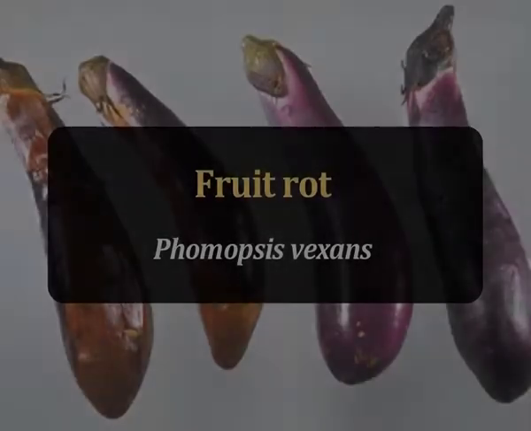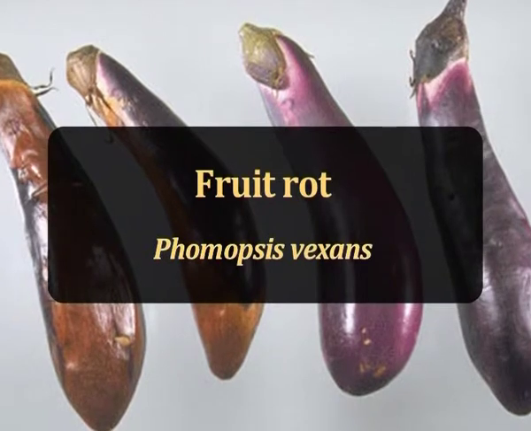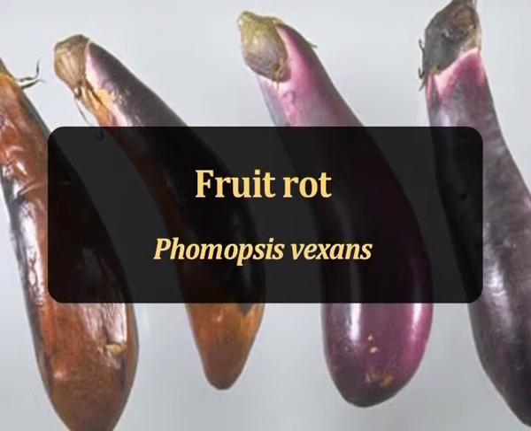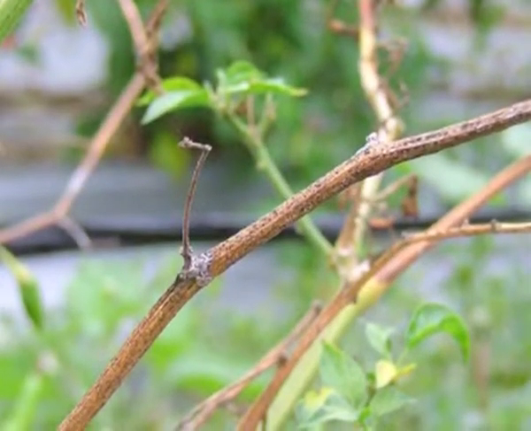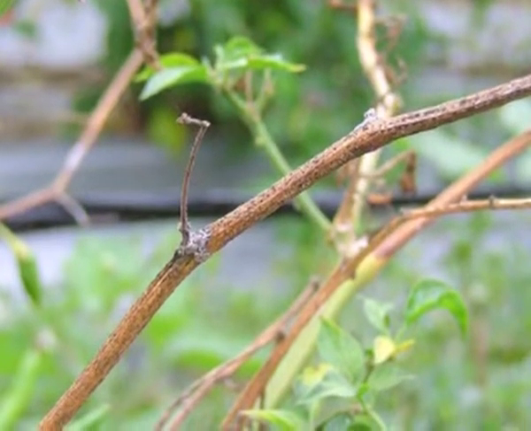Next important disease is the fruit rot. It is caused by Phomopsis vaccinans. Symptoms of the disease: it affects all above ground plant parts. Spots generally appear first on seedling stems or leaves. They girdle seedling stems and kill the seedlings.